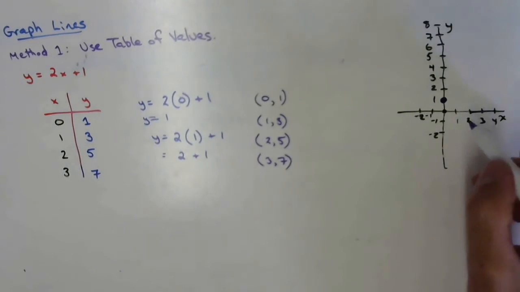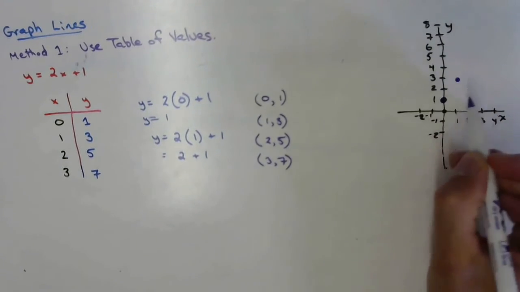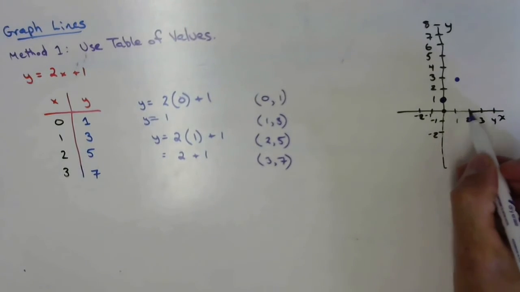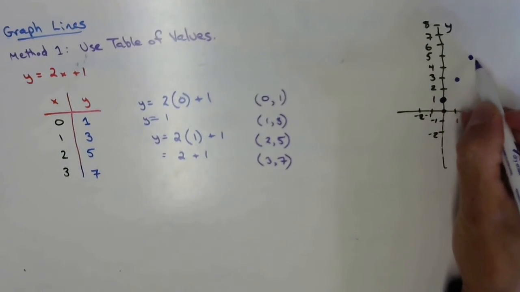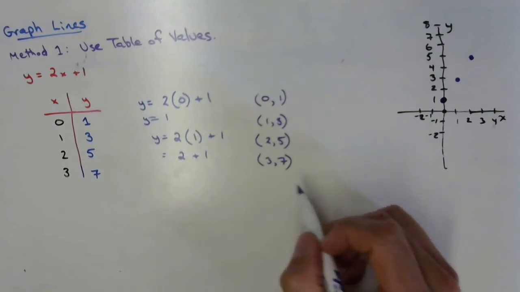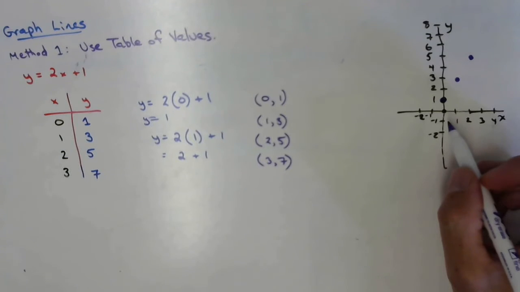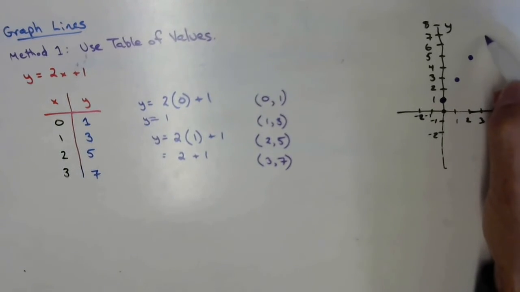Okay, so 1, 3 is right here. I go over 1, up 3. Notice the x coordinate is always first. x2, y5. And if I've done it properly, it should form a straight line. Does anyone know how many points you need to form a line? 2. You only need 2. Okay, but the extras are here to help us double check. 3, 7 is up here.